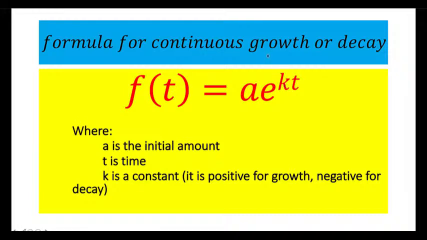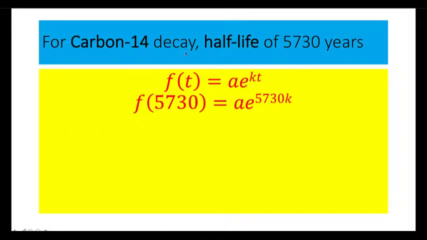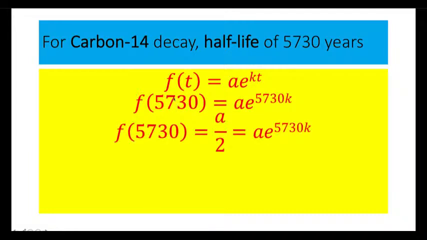If k is positive, we have growth. If k is negative, we have decay. In the case of carbon-14 decay, with a half-life of 5,730 years, then we can substitute this 5,730 to the function to get this initial equation. f(5,730) equals the initial amount at the moment of death, which is 100%, times e raised to the half-life times k. We have this 5,730 because that is our input for t. Now, since this is the half-life, that means the original amount divided by 2 is the half-life. That is equal to this expression at the right.